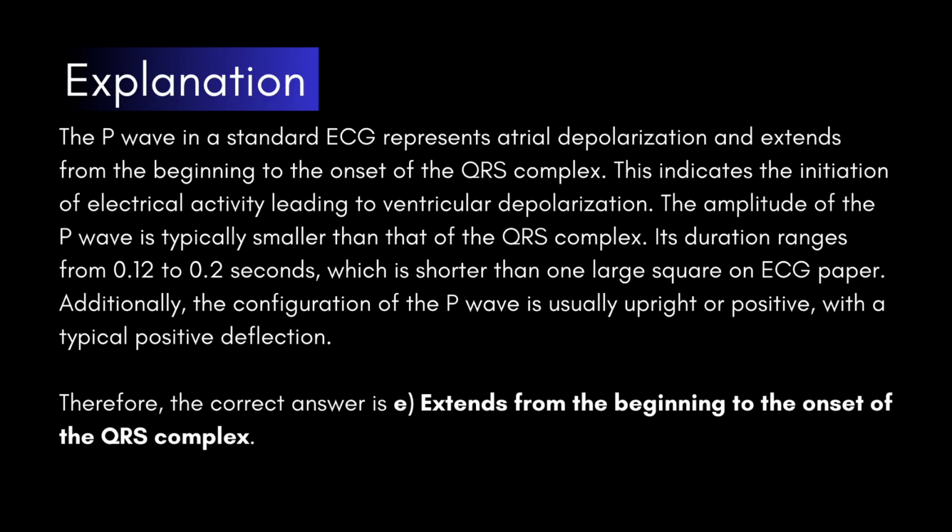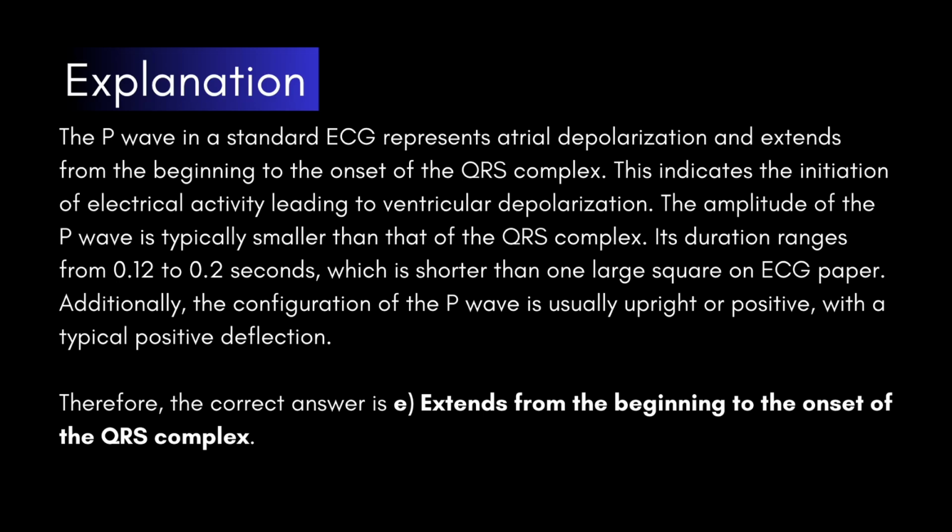The P wave in a standard ECG represents atrial depolarization and extends from the beginning to the onset of the QRS complex. This indicates the initiation of electrical activity leading to ventricular depolarization. The amplitude of the P wave is typically smaller than that of the QRS complex. Its duration ranges from 0.12 to 0.2 seconds, which is shorter than one large square on ECG paper. Additionally, the configuration of the P wave is usually upright or positive with a typical positive deflection. Therefore, the correct answer is E, extends from the beginning to the onset of the QRS complex.